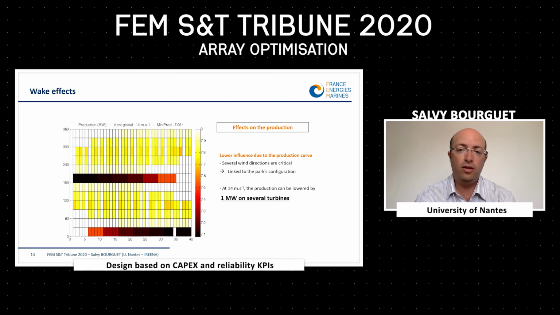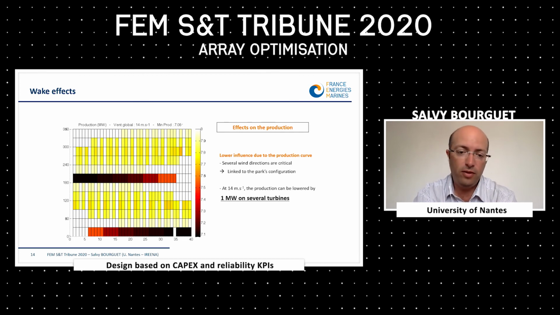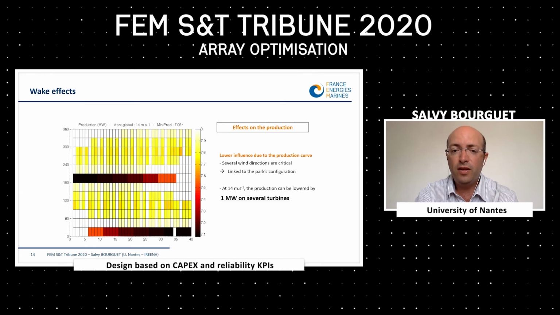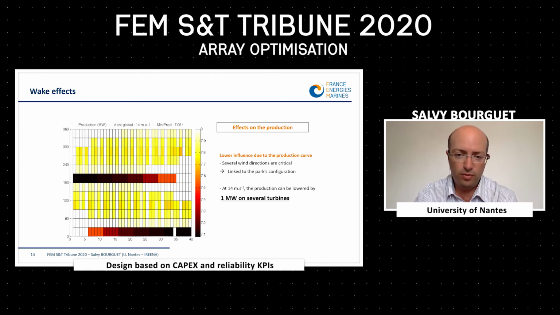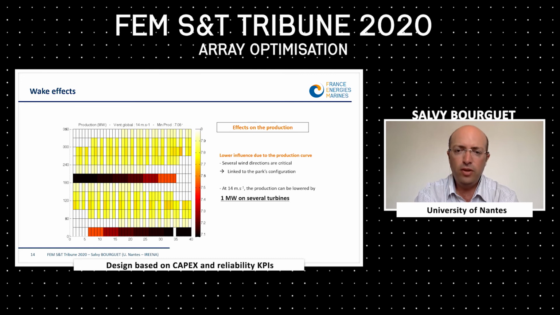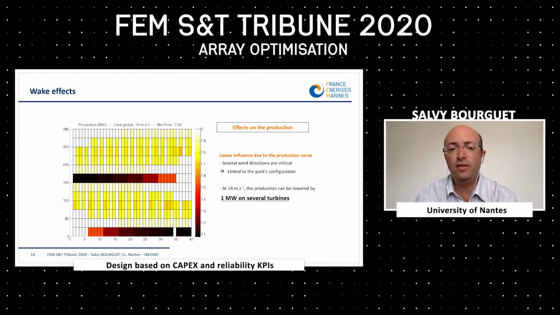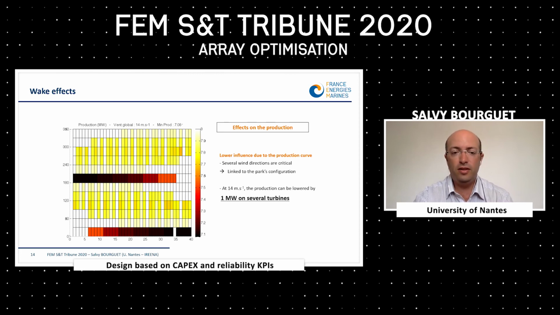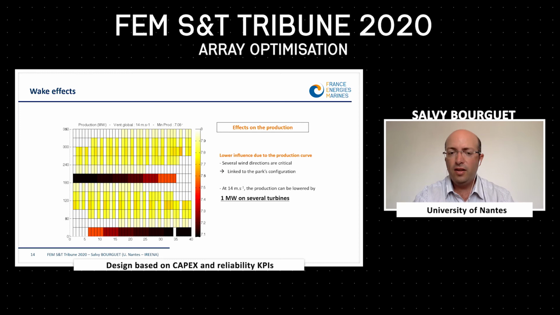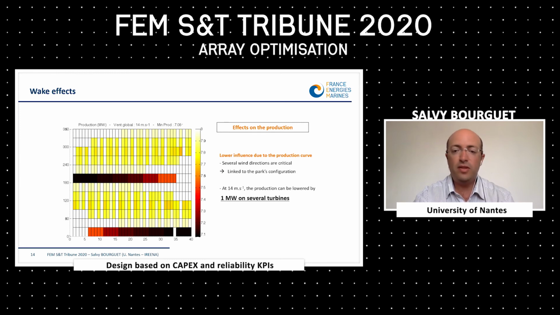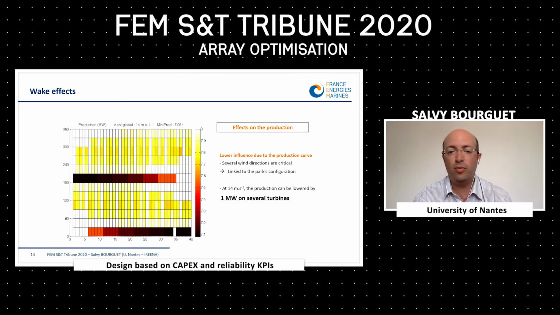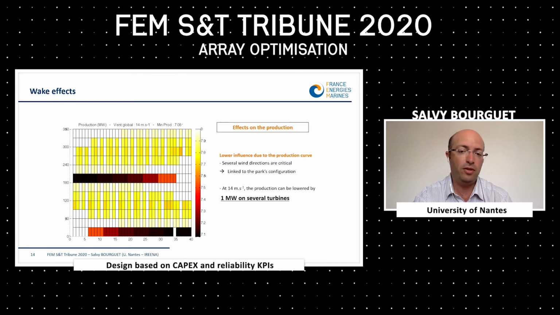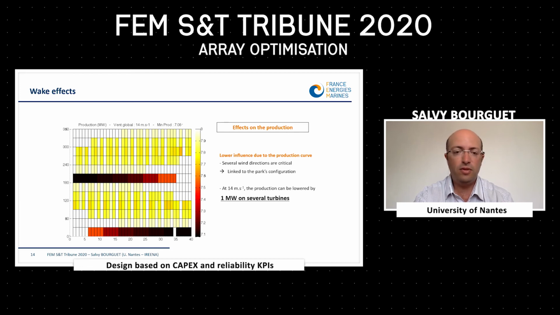Now, here we can look at the effects on the production. So that's the same figure with the numbers of turbine on the x-axis and the wind direction on the y-axis. And we can see a lower influence due to the production curve. Several wind directions are critical, by the way, and it is linked to the park's configuration. For this application, we could have guessed that directions could be 0 and 180 degrees. But here, for this figure, at 14 meters per second, the production can be lowered by about 1 megawatt on several turbines, depending on the wind direction, which represents something that is really important.